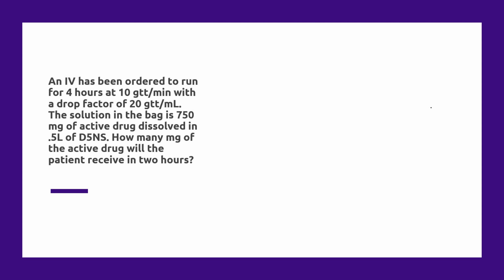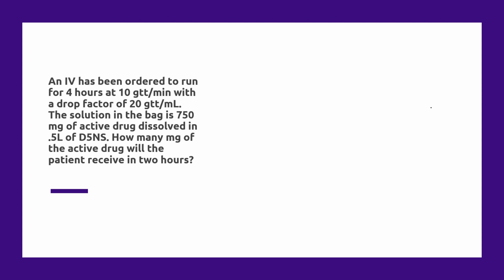All right, and the last question that was posted states that an IV has been ordered to run for 4 hours at 10 drops per minute with a drop factor of 20 drops per milliliter. The solution in the bag is 750 milligrams of active drug dissolved in 0.5 liters of D5 normal saline. How many milligrams of the active drug will the patient receive in 2 hours?